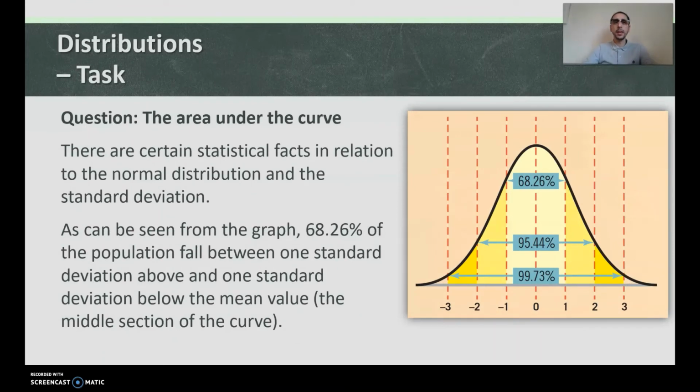Question. There are certain statistical facts in relation to the normal distribution and the standard deviation. As can be seen from the graph, 68.26% of the population fall between one standard deviation above and one standard deviation below the mean value, the middle section of the curve. Okay? And that's in every case. So if you work out the standard deviation, one standard deviation above and one standard deviation below is going to be 68.26%.